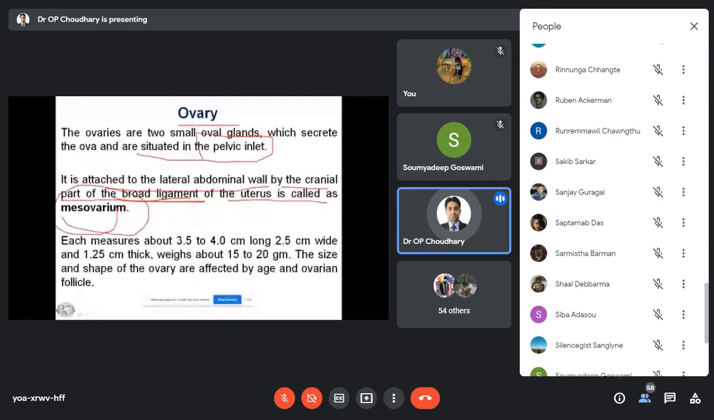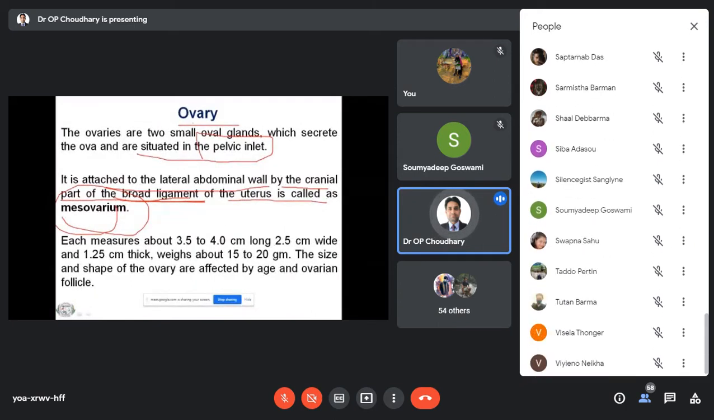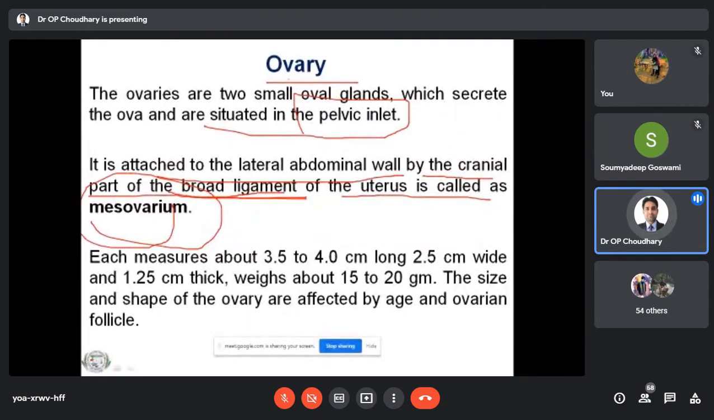Each ovary is usually 3 to 4 centimeters long, 2 to 3 centimeters wide, and 1 to 2 centimeters thick. The weight of these ovaries, in case of the cow, is about 15 to 20 grams. The size and shape of the ovary are usually affected by age and the ovarian follicle, because during the development phase up to maturity, the size of the ovary may vary.